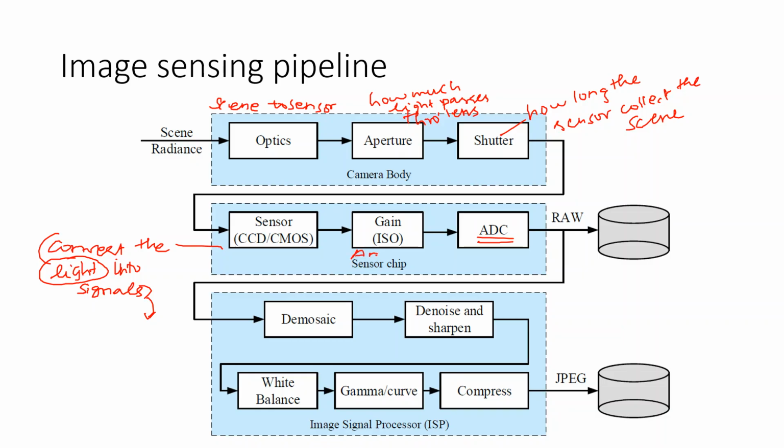Next, the gain amplifies the signal. Higher gain means we will get a brighter image, lower gain means we will get a less bright image. After amplifying, it is passed through the analog to digital converter. Then we get the raw image. At this stage we get the image. After that, we perform some processing to get the JPEG image.